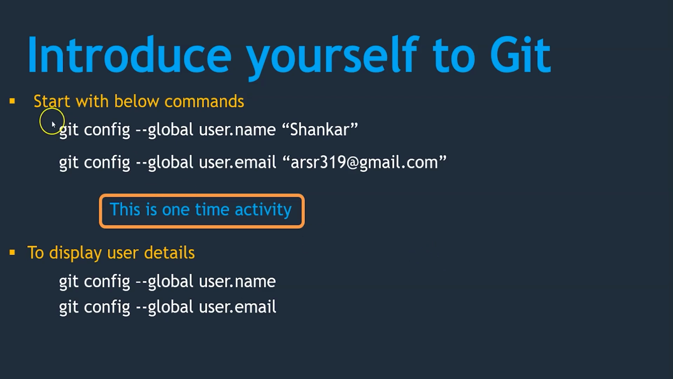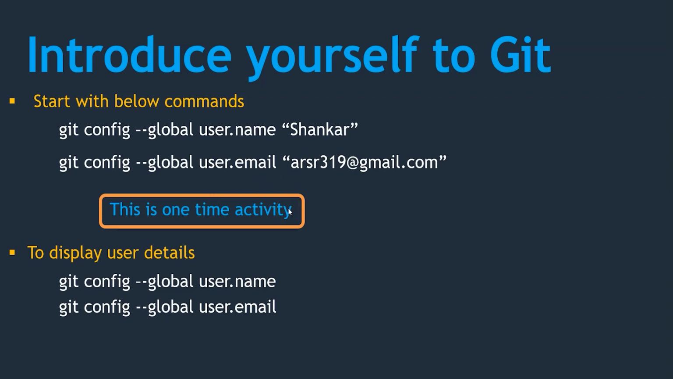We should execute these commands to track our username and email ID. The command we should execute is git config --global user.name followed by the username. In my case, I'm going to give Shankar, and in a similar way user.email, we should provide the email ID. And please remember about this email ID. We are going to discuss this at a later point of time. In my case, I'm going to use arsr319@gmail.com.